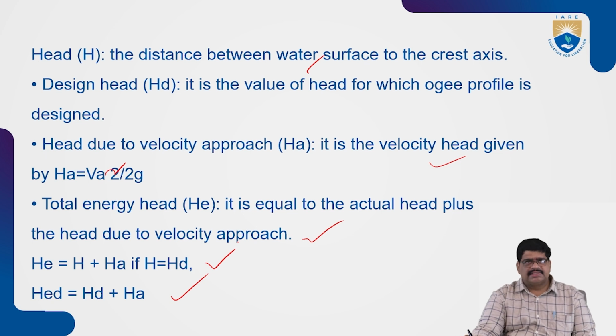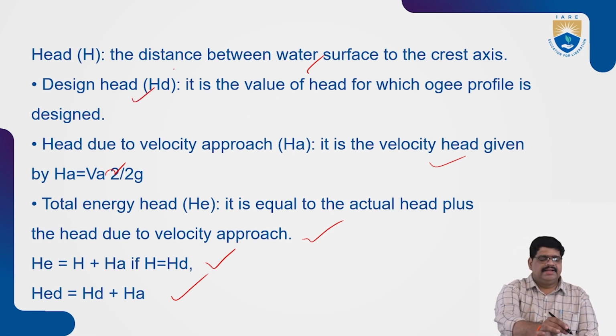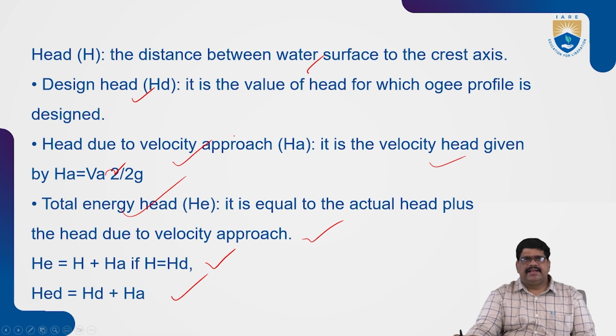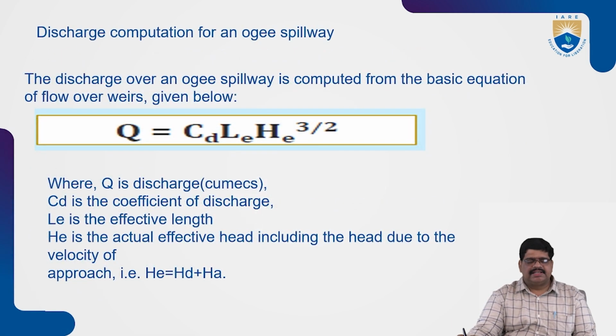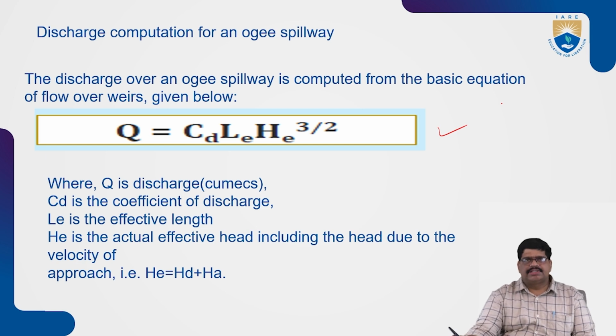These are the formulas for calculating the design head as well as the velocity of approach, and the total head is calculated using these formulas. Let us look at discharge calculation, which is very important in spillways. The discharge over a spillway is computed based on the equation Q is equal to Cd into Le into He to the power of 3 by 2. Let us see the notations of this formula.